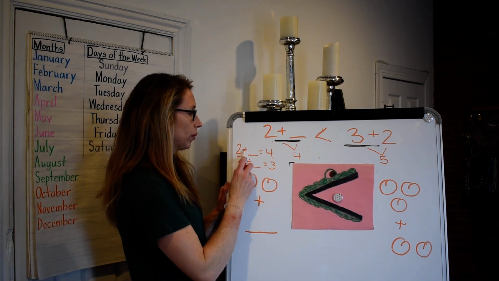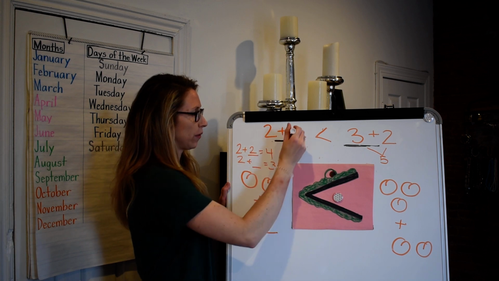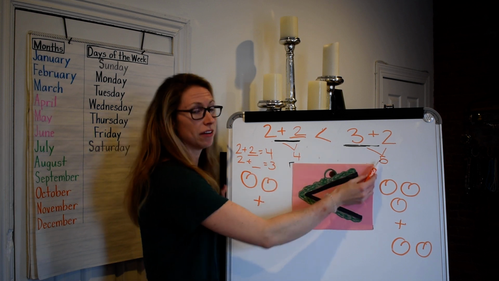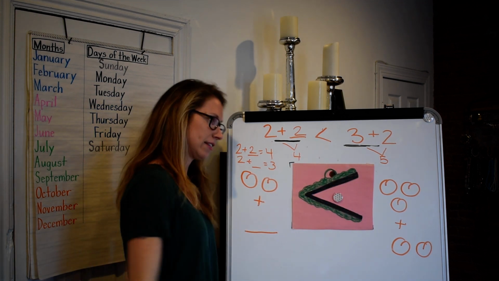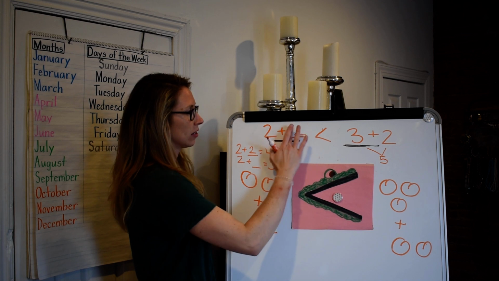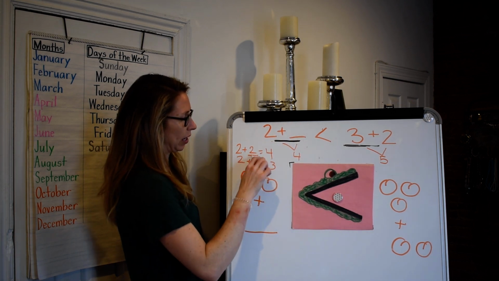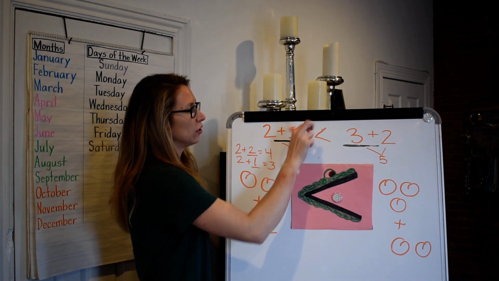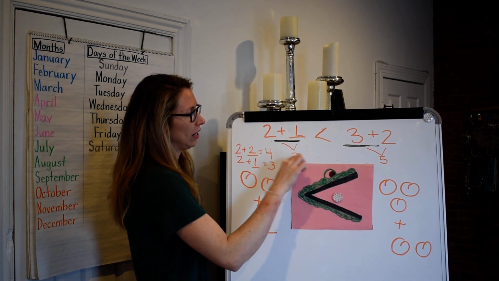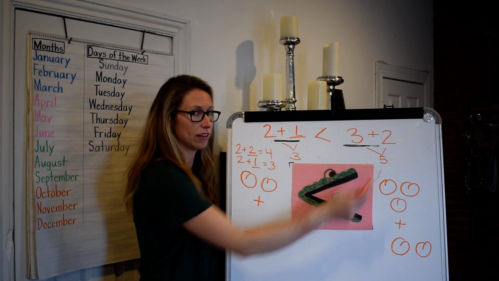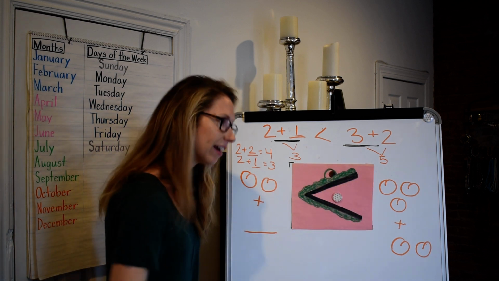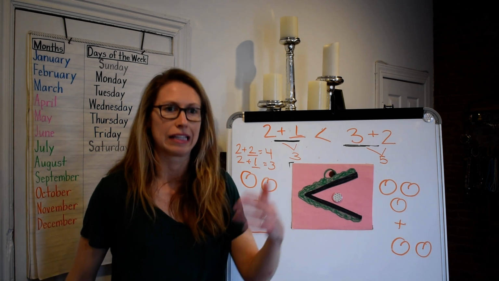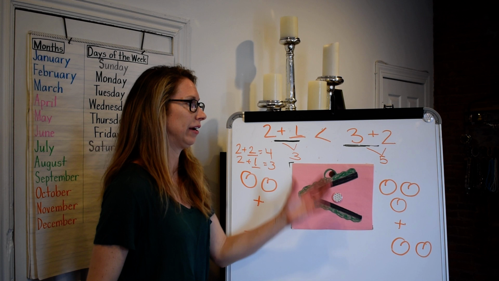So 2 plus 2 equals 4. Is 4 less than 5? Yes, it is. So that will be true. That works. What about 2 plus 1 equals 3? Does that work? Is 3 less than 5? Yes, it does.